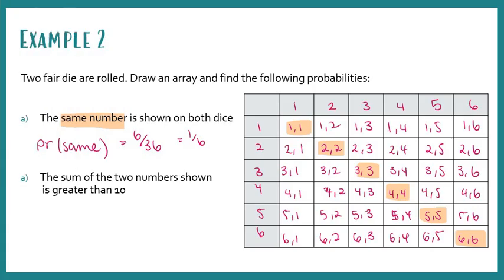Now, if we also want the sum of the 2 numbers shown being greater than 10, that doesn't include 10, right? And so we've got anything that adds up to 11 and anything that adds up to 12. In that case, we have 3 possible outcomes, which is going to give us a 1 in 12 chance of that happening.